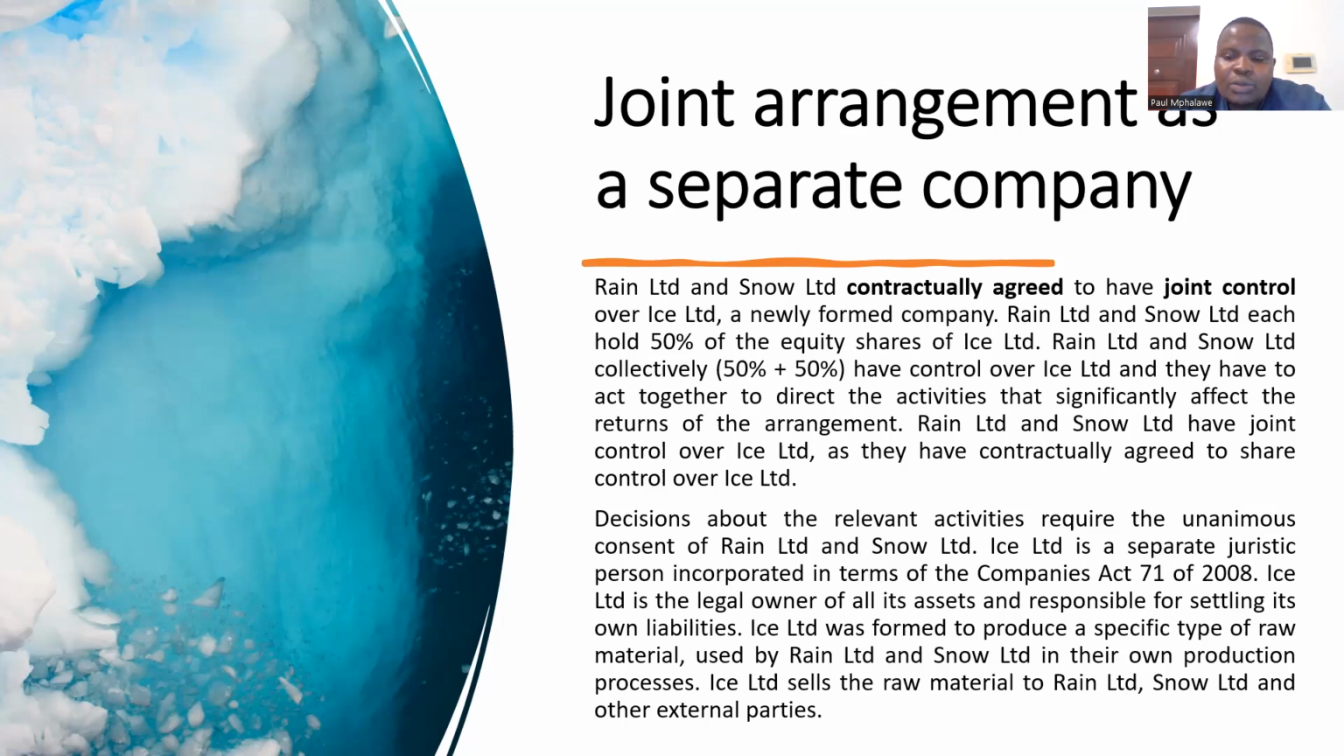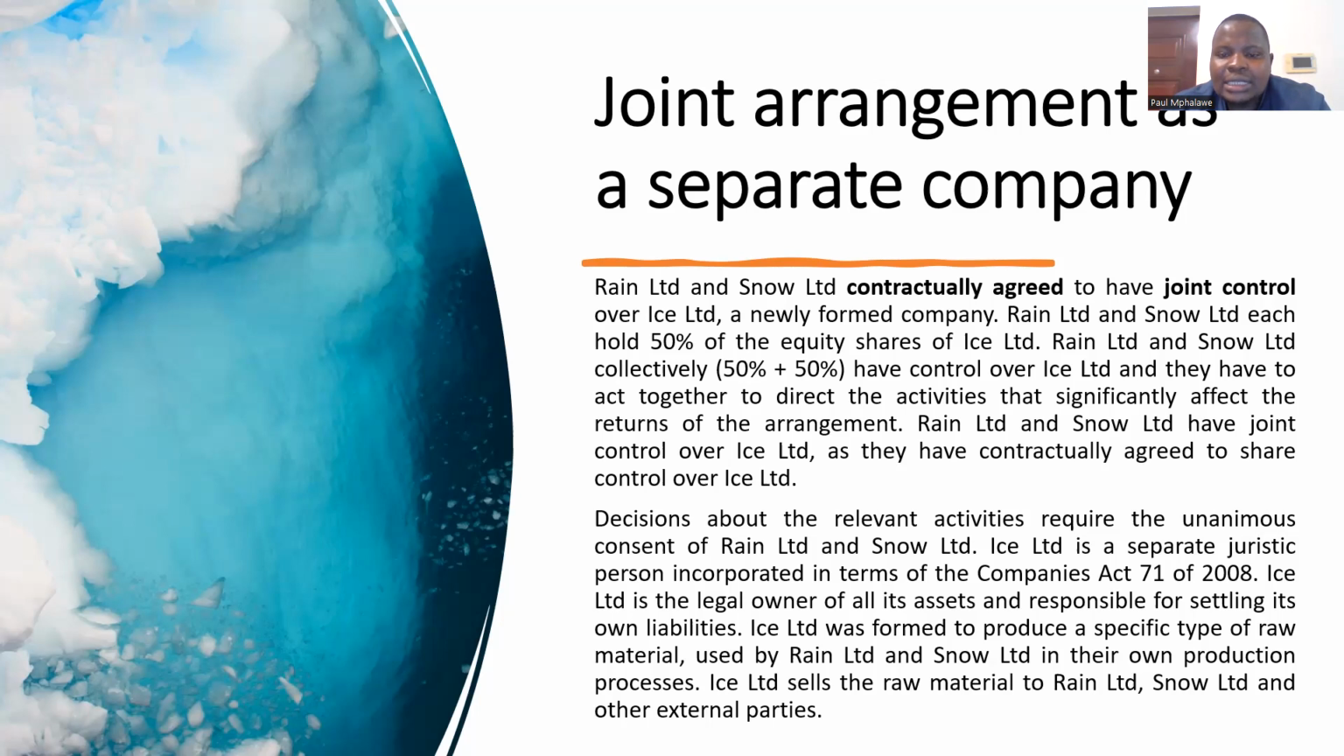So ICE Limited was formed to produce a specific type of raw material used by Rain Limited and Snow Limited in their own production processes. ICE Limited sells the raw material to Rain Limited and Snow Limited and other external parties. So the major significant part of this example, we should break it down to make sure that we understand fully what the examiner is looking for.